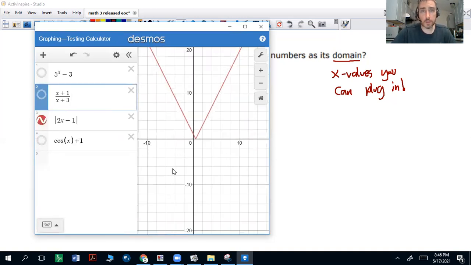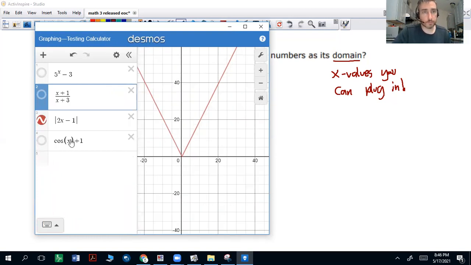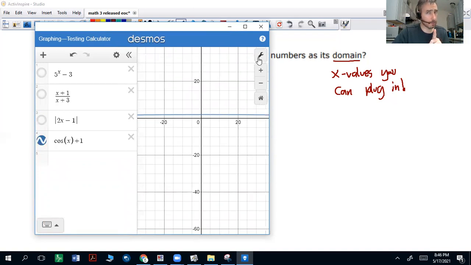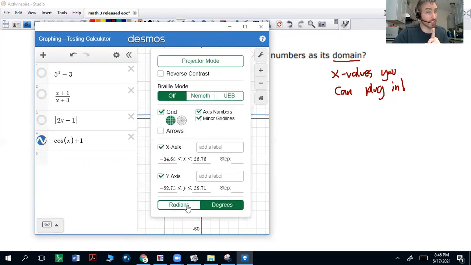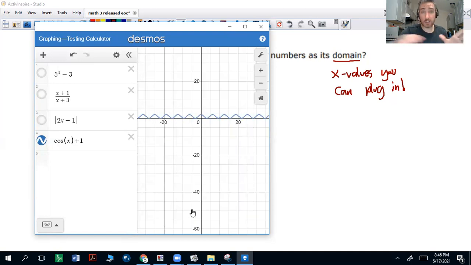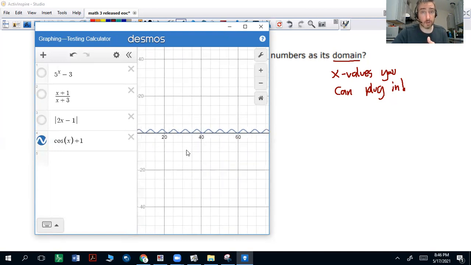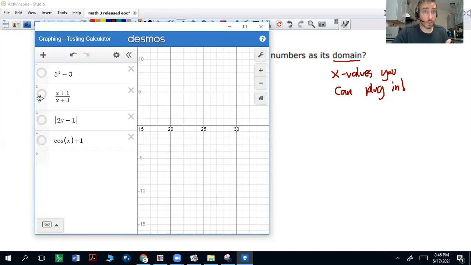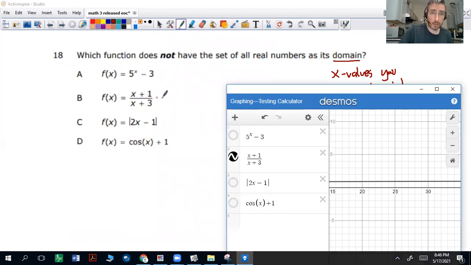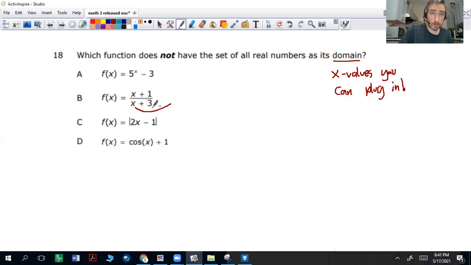We can look at the other ones here. That's going left and right forever. With cosine and sine, you want to make sure you're in radian. So click on the wrench, hit the radians. As you can see, that's going on left and right forever and ever. So it's just going to be this one right here. Can't plug in -3. I'm going to write that here. You can't plug in -3. So it will not have all real numbers as your domain.